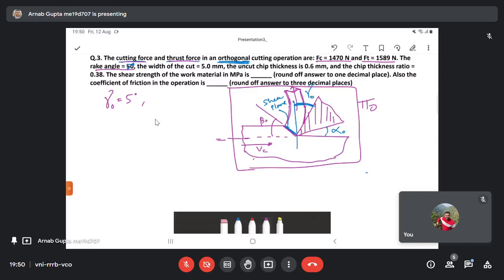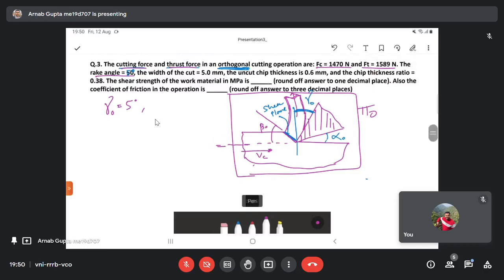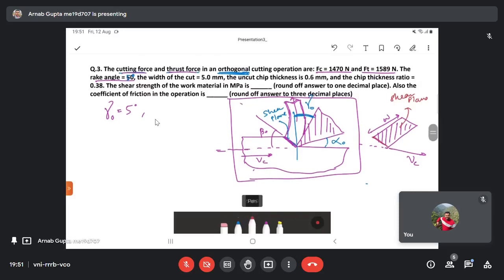This I have drawn in 2D. If you draw it in 3D, you have a width associated with this particular plane. So in 3D, your plane will look like this. This will be the width of the cut, and this is your shear plane. If you look into the depth of this particular diagram, then you will get to see this. Okay.